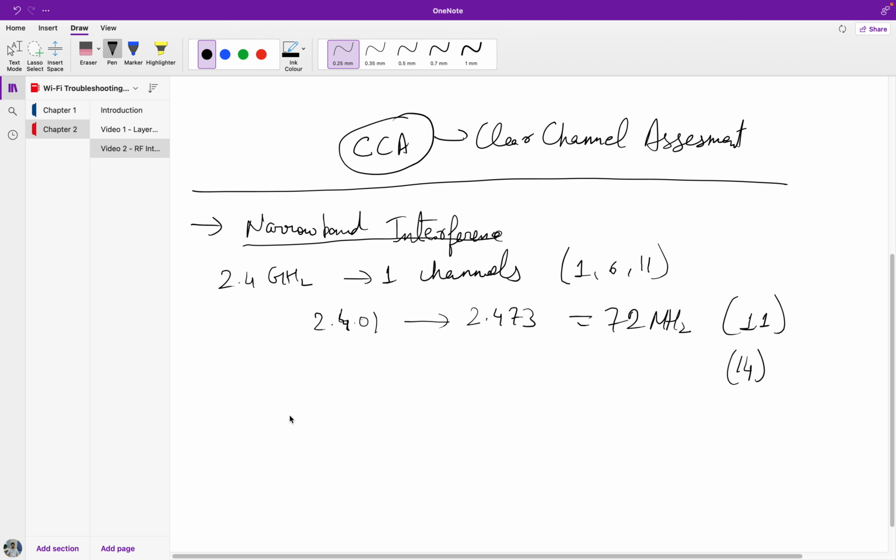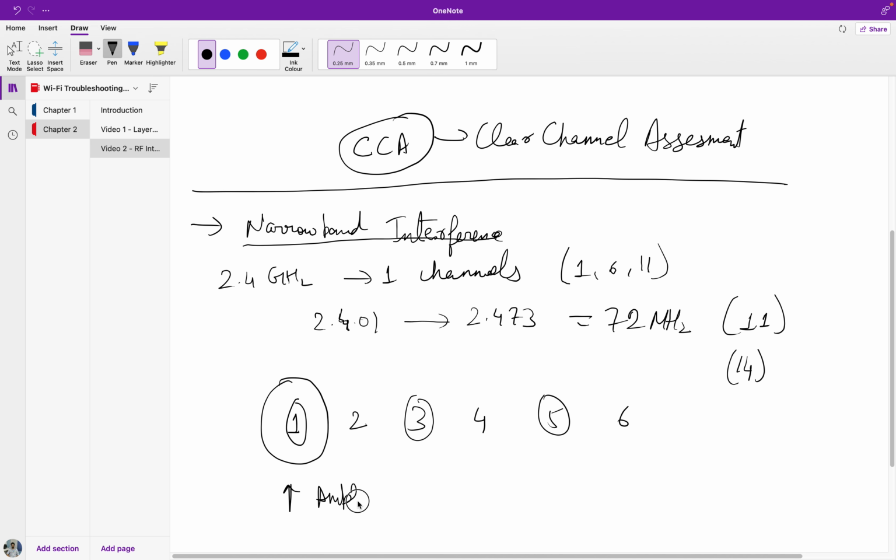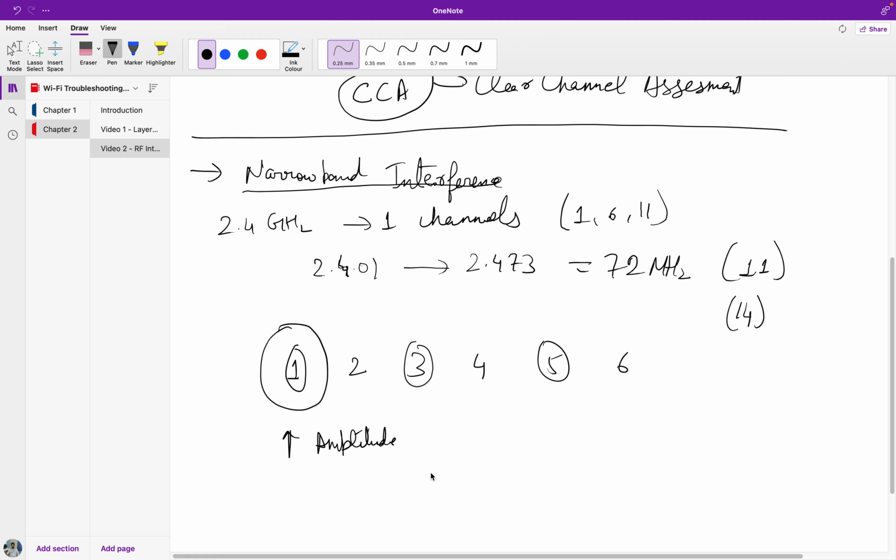But let's say there's a source of interference that is blocking only channel number 1 or 2 or 3 or 4 or 5 or 6 or all of them. Okay, like 1 and 3 and 5. So there can be one particular frequency jam, or there can be multiple channels which can also be jammed. So that is called a narrow band interference. So in this particular frequency only, the RF source of interference will be transmitting data with very, very high amplitude. Okay, now as a result, the client obviously cannot transmit data.